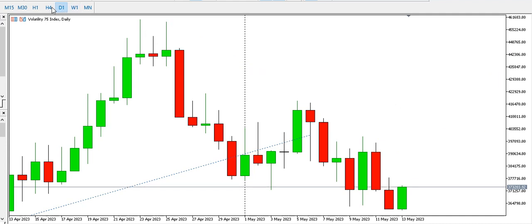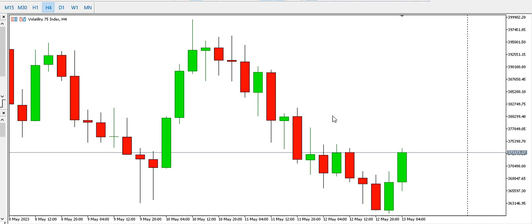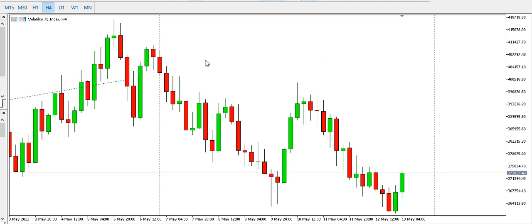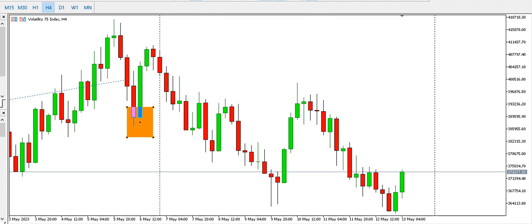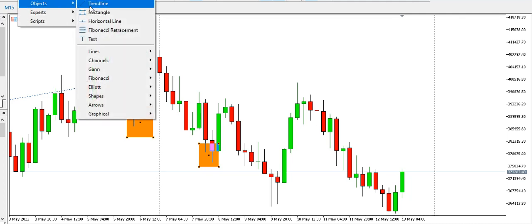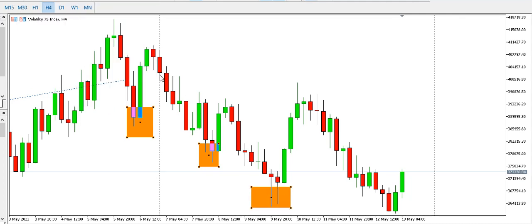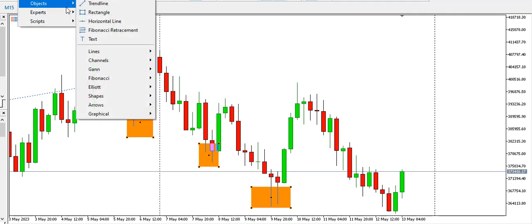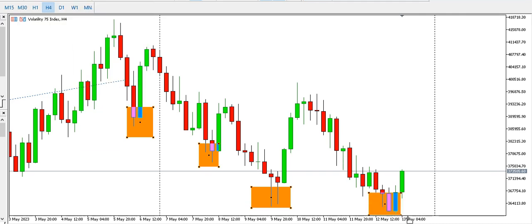Let's look at the 4-hour time frame, volatility 75 index. On the 4-hour time frame, we can see that we have a low around here, and we have a lower low. This particular low is lower than the previous lows, and then we have the current lower low.